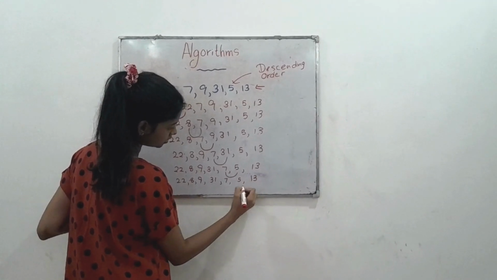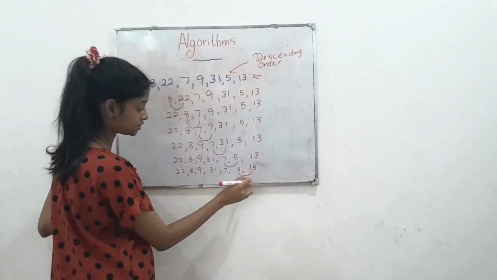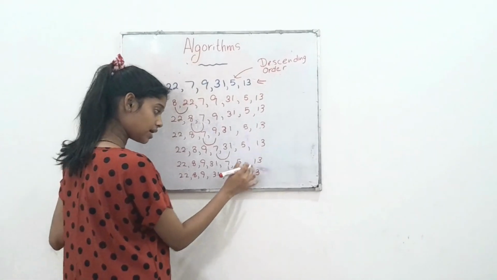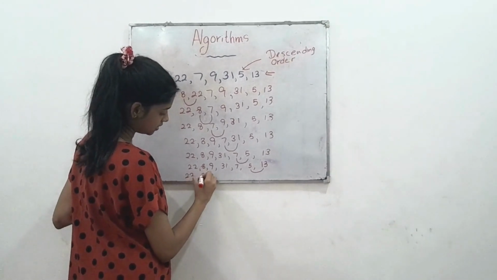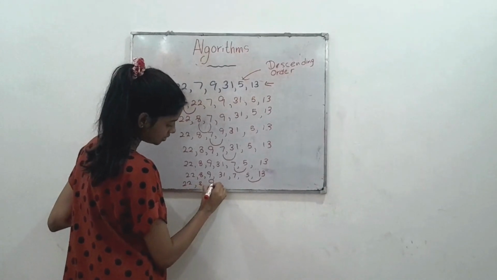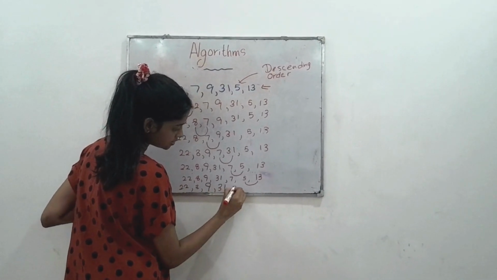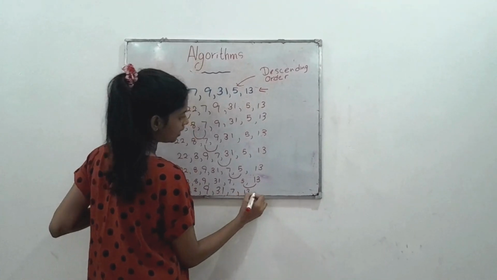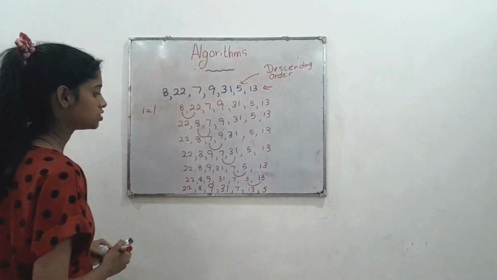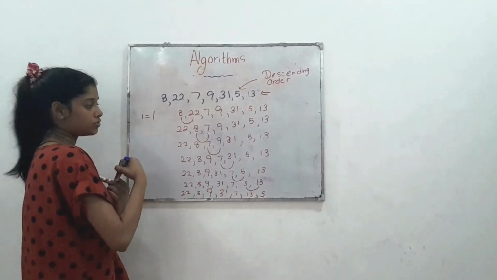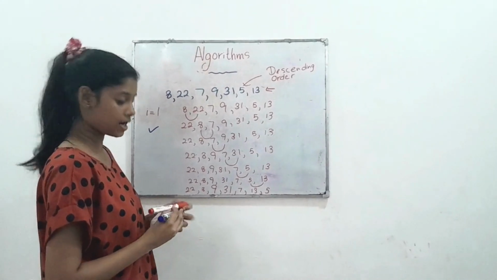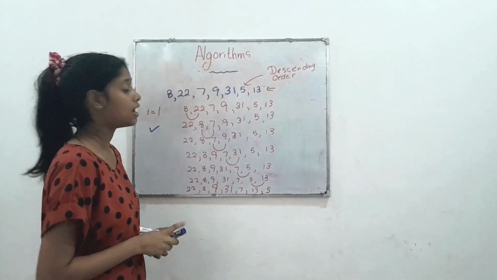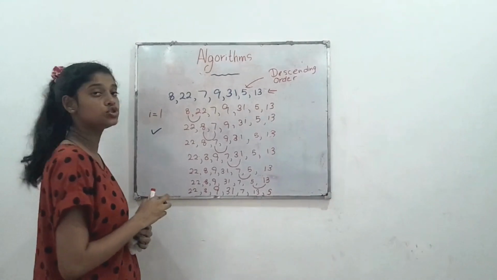Next you have to check these two. Obviously 13 is larger than 5, so this number is swapped with this number. This is 22, 8, 9, 31, 7, 13 and 5. So the first round is done. Now let's go to i equals 2.